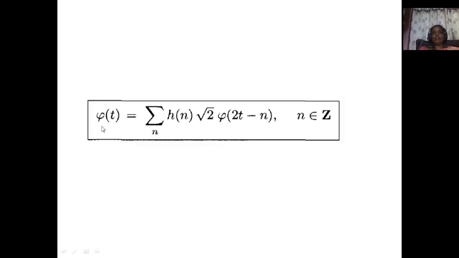Then the scaling function phi of t is equivalent to the summation over n of h of n root 2 phi of 2t minus n, n belonging to Z. This expression looks almost like the convolution principle. That means one function is kept constant, the other is translated. In this way, like a filter, if you know the coefficients, you are able to design a filter. Here, if you know the coefficients, you are able to find the scaling function.